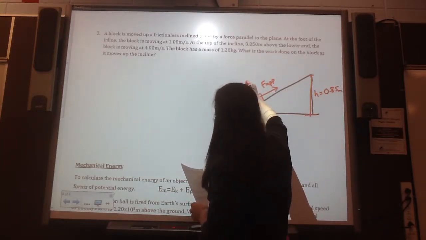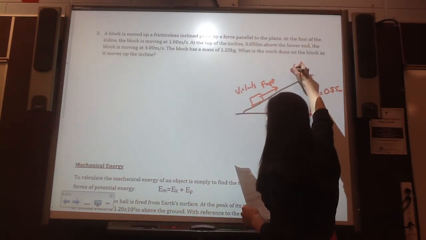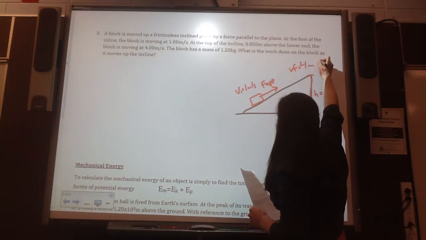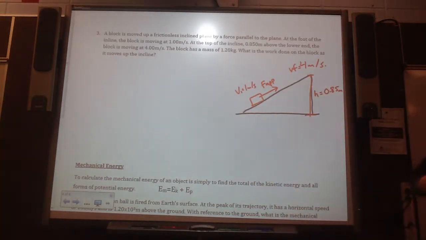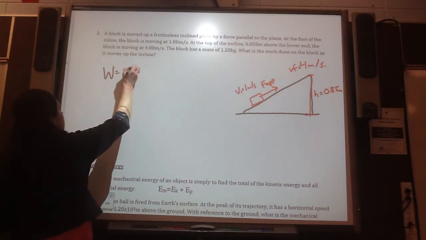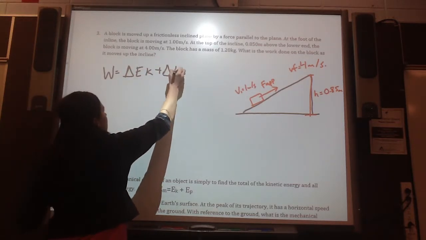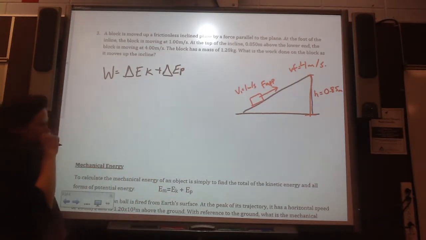I know it says my VI is 1 meter per second, and then a VF is equal to 4 meters per second. So a box is being pulled up, and its speed is changing. So that means we have both EK and gravitational potential energy changing in this question. So we need to consider both when we're calculating W. So overall, we need to think W is equal to delta of EK plus delta of EP, specifically gravitational.